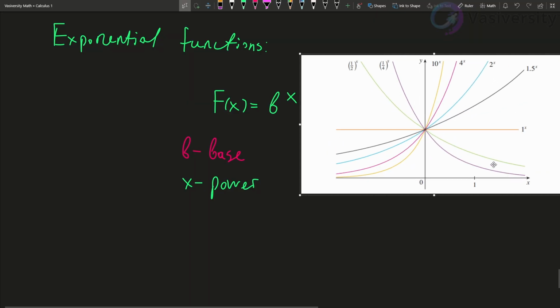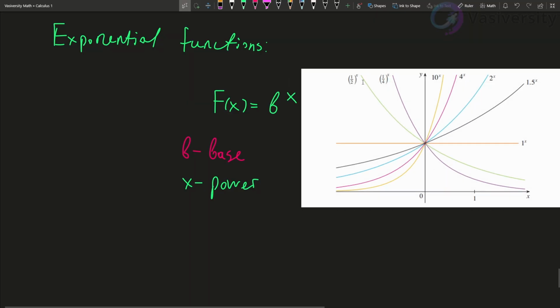So we can have 1/2, 1/4, 10 to the x, 4 to the x, 2 to the x, 1/2 to the x, 1 to the x. So 1 to the x doesn't really change. Okay, that's just the common graphs.